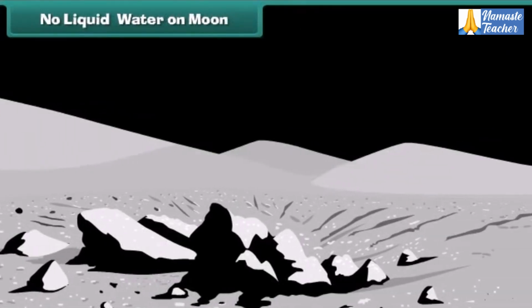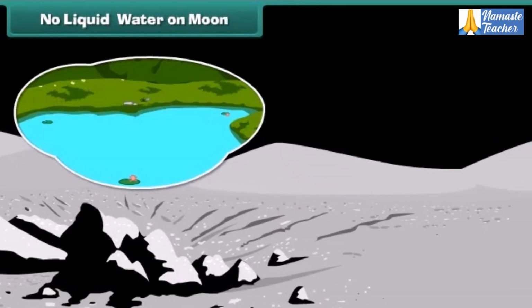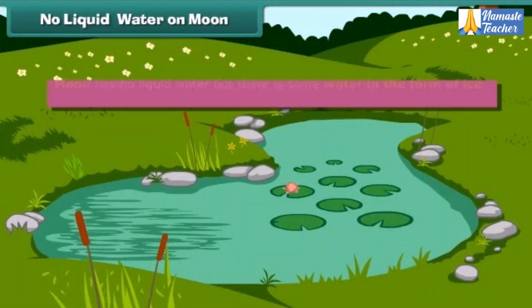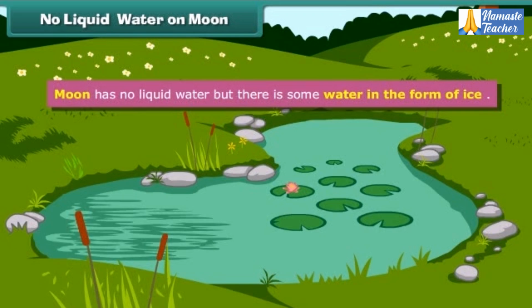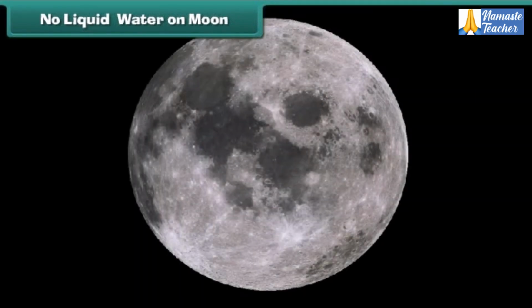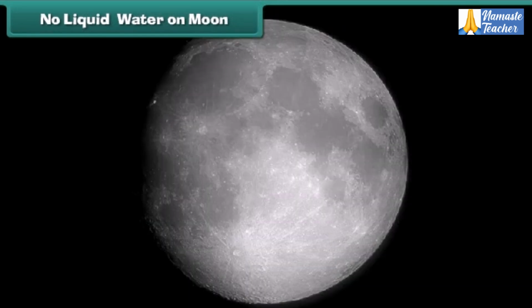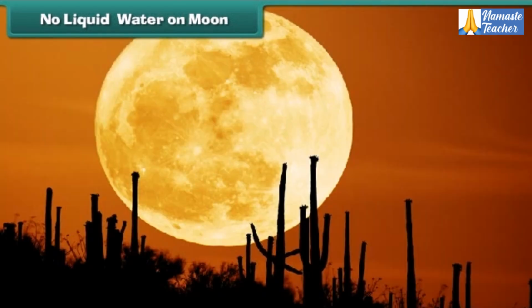Kids, do you think the moon has also got water like our Earth? No. There is no liquid water on the moon, but there is some water in the form of ice. Recently, a NASA spacecraft discovered nearly 100 kilograms of ice and water vapor near the moon's south pole. And yes, it is possible that there is more buried under the surface of the moon.